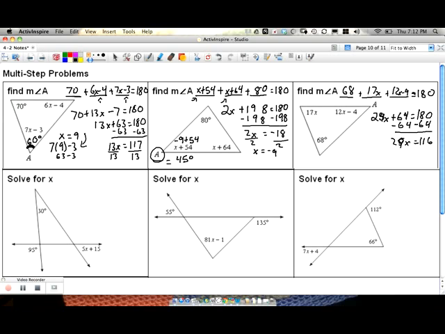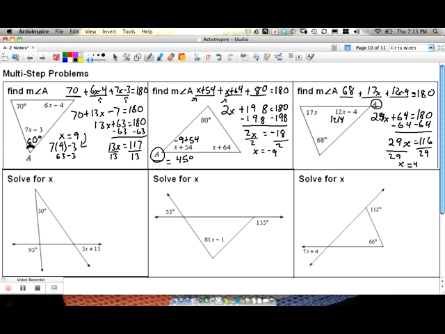X equals 4. So if I want to find angle A, I got to do 12 times 4 minus 4. That's 48 minus 4, or 44. That's a lot of 4s all over the place. Let's scroll down a little bit here.